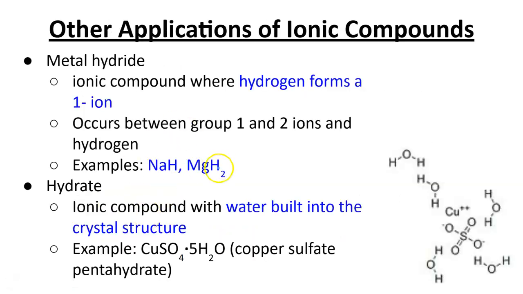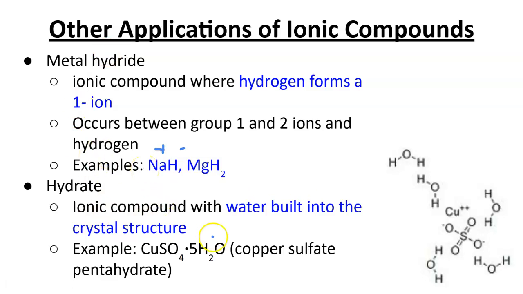We'll also talk a little bit this year about hydrides and hydrates. A hydride is simply an ionic compound where hydrogen forms a -1 ion. So NaH, for example, would be sodium hydride, Na plus and H minus. Same thing with MgH2, magnesium hydride, Mg2 plus, H minus 1. Hydride refers to H minus. Usually hydrogen forms a positive ion, but in this unique situation, it forms a -1 ion.